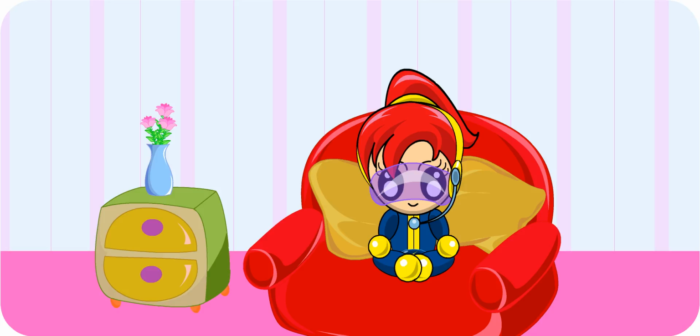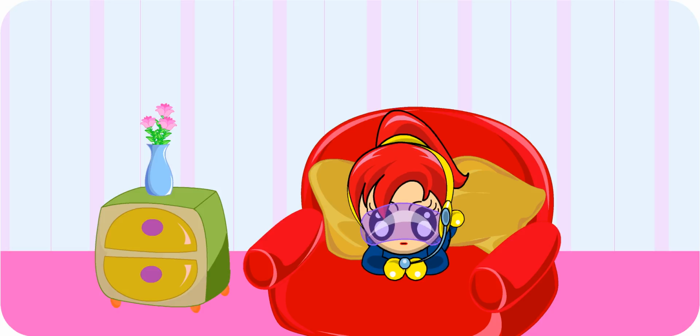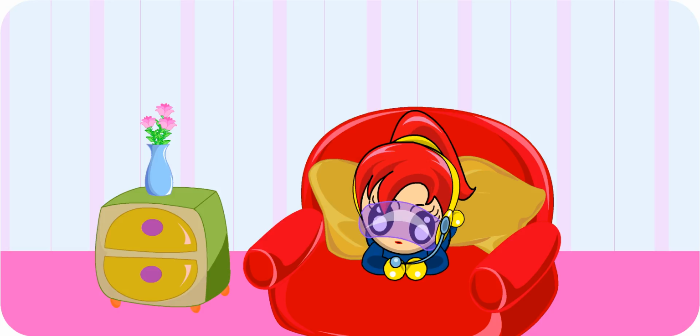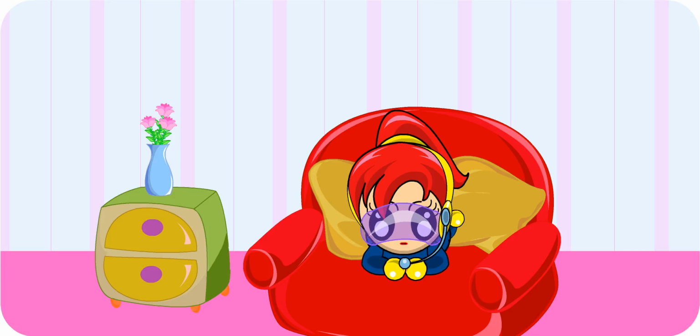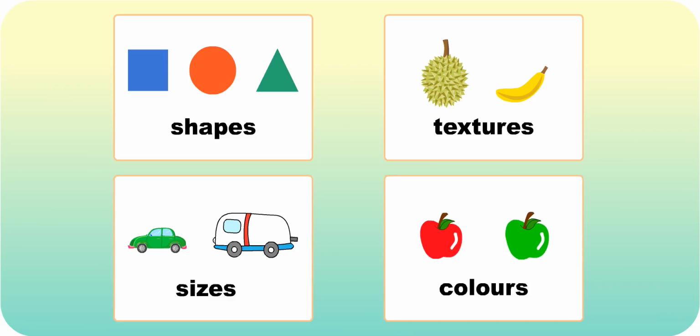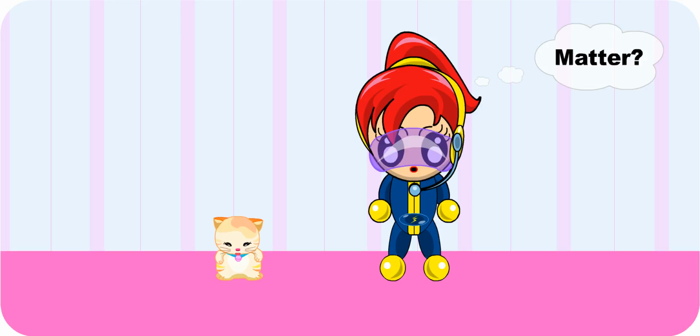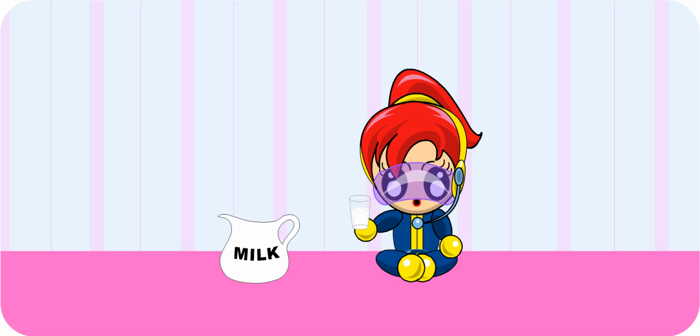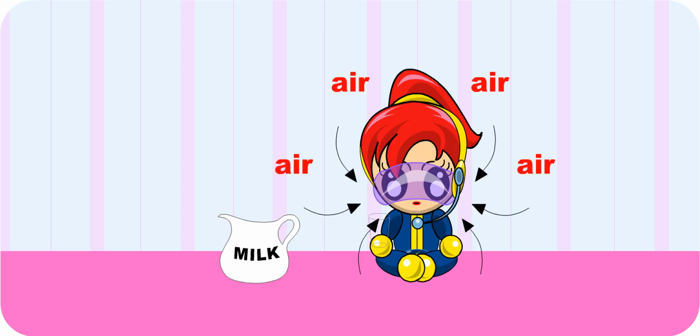Now, you already know that matter is anything that has mass and occupies space. Did you know that matter can also come in different shapes, sizes, textures, and colors? Does this mean that my little kitten is matter too? What about the milk I drink and the air I breathe?